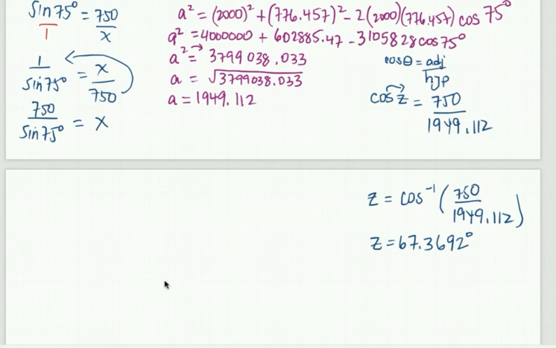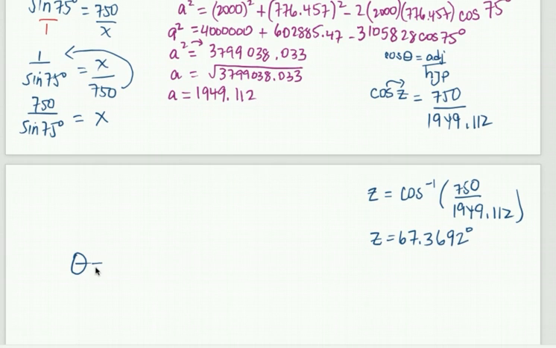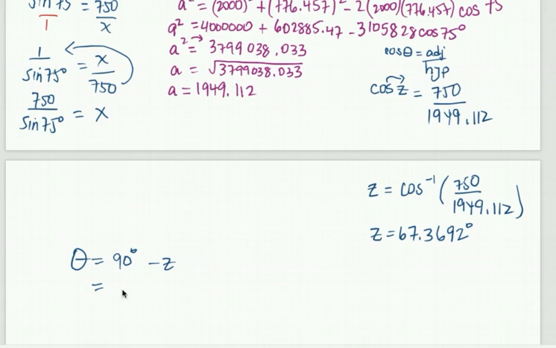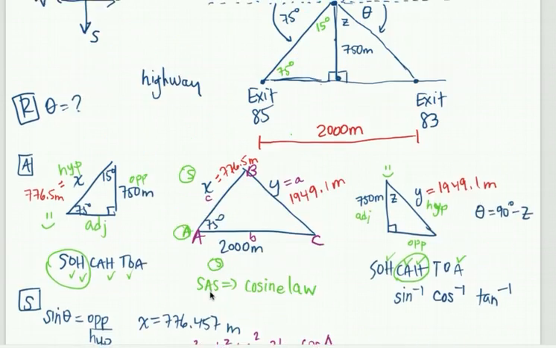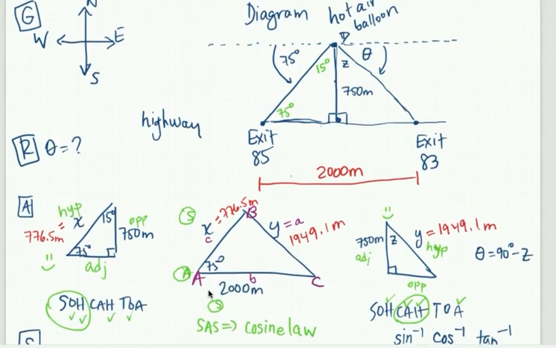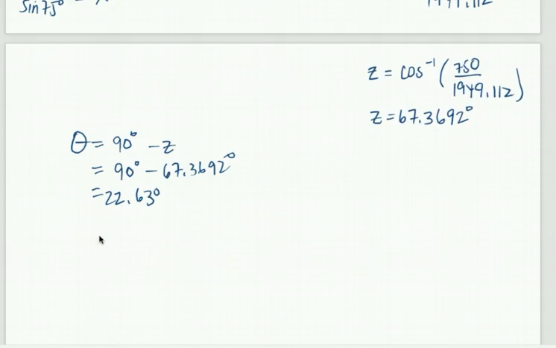So here we'll put it here, theta is going to be 90 minus z, so that's what this is here, 90 minus 67.3692, etc. And we will get 22.63 degrees. And we wanted to have this to the nearest degree, so we need to round it to a whole number, so 23 degrees.